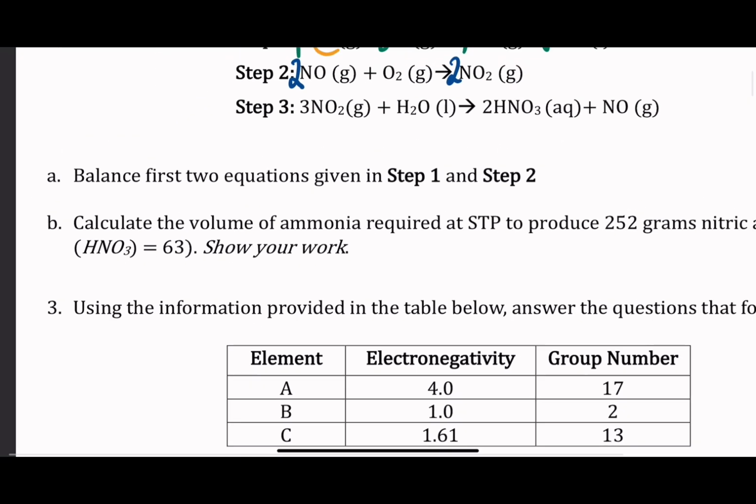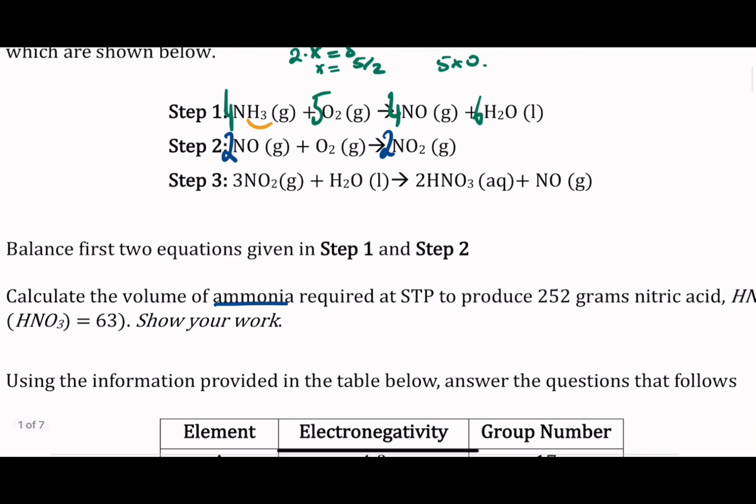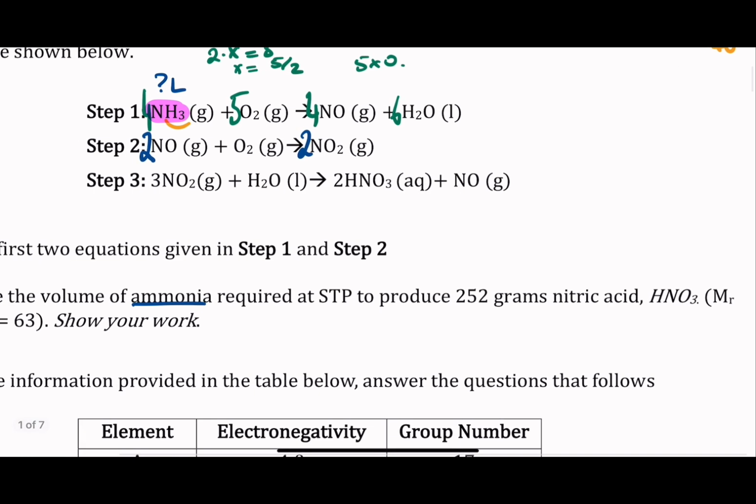Now, it says calculate the volume of ammonia required at STP. So they're asking about ammonia here, and they're asking about how many liters of this we need. And they are telling us, what if you have 252 grams of this?